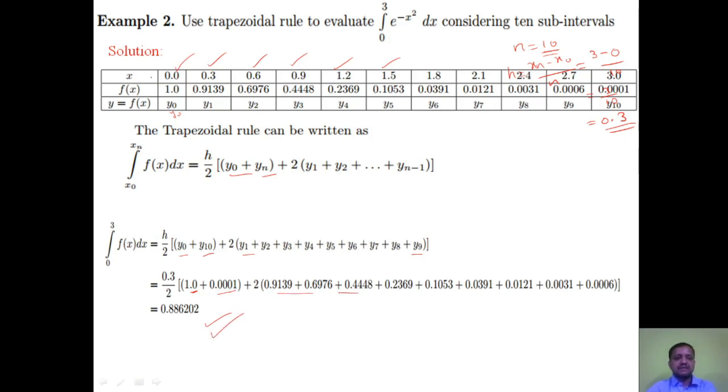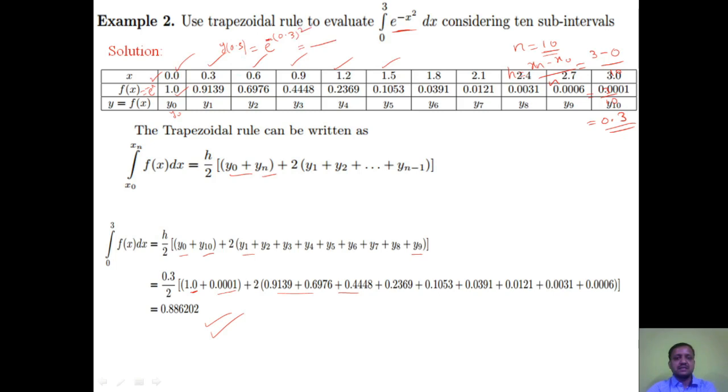Here, what is the difficulty? Here y of x is equal to e power minus x square. You need to substitute in place of x. For 0.0, e power 0 is 1. Similarly, next is e power minus of 0.3 whole square. So y of 0.3 is equal to e power minus of 0.3 whole square.